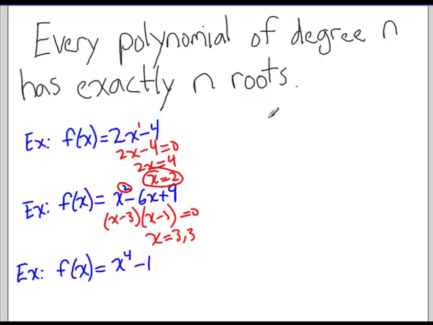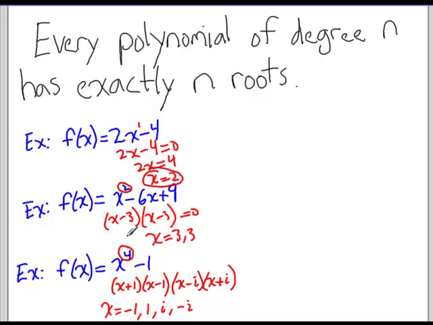Alright, and we're going to see here, this is where the complex solutions come into play. We have f of x is equal to x to the fourth minus 1. This actually is able to be factored out to be x plus 1 times x minus 1 times x minus i times x plus i. Therefore, we know that there are zeros when x is equal to negative 1, 1, i, and negative i. Alright, it's the fourth degree, so there must be four roots, and there they are.